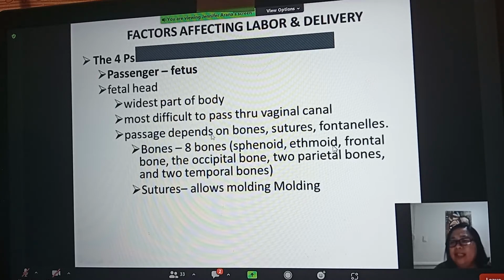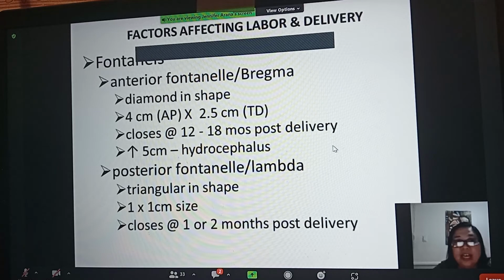Alright. The fetal head also has 2 fontanelles, no? Katong wala pa mag-close na part sa head sa bata. We have the anterior fontanelle or the bregma, which is diamond in shape, and the posterior fontanelle or the lambda, which is triangular in shape. Okay? So the anterior fontanelle or the bregma is diamond in shape.